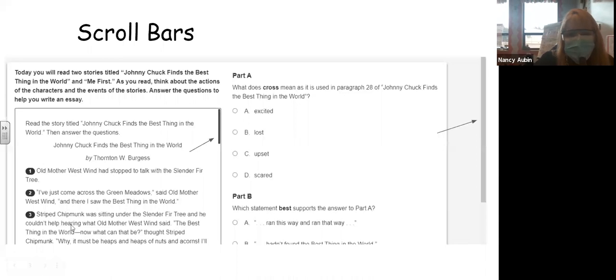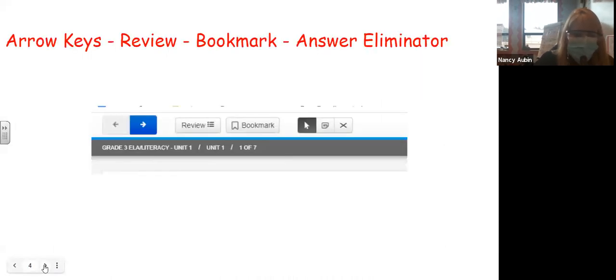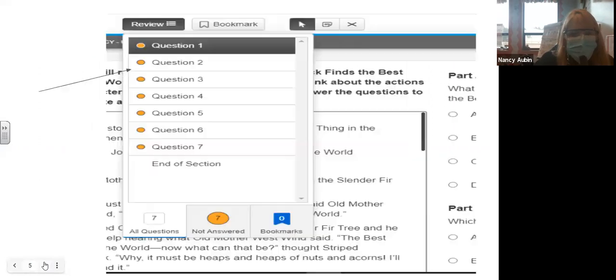All right, we're gonna use scroll bars today. We're also gonna look at the arrow keys. We're gonna use the review button, the bookmark. You can use answer eliminator. Same type of thing with the math practice.